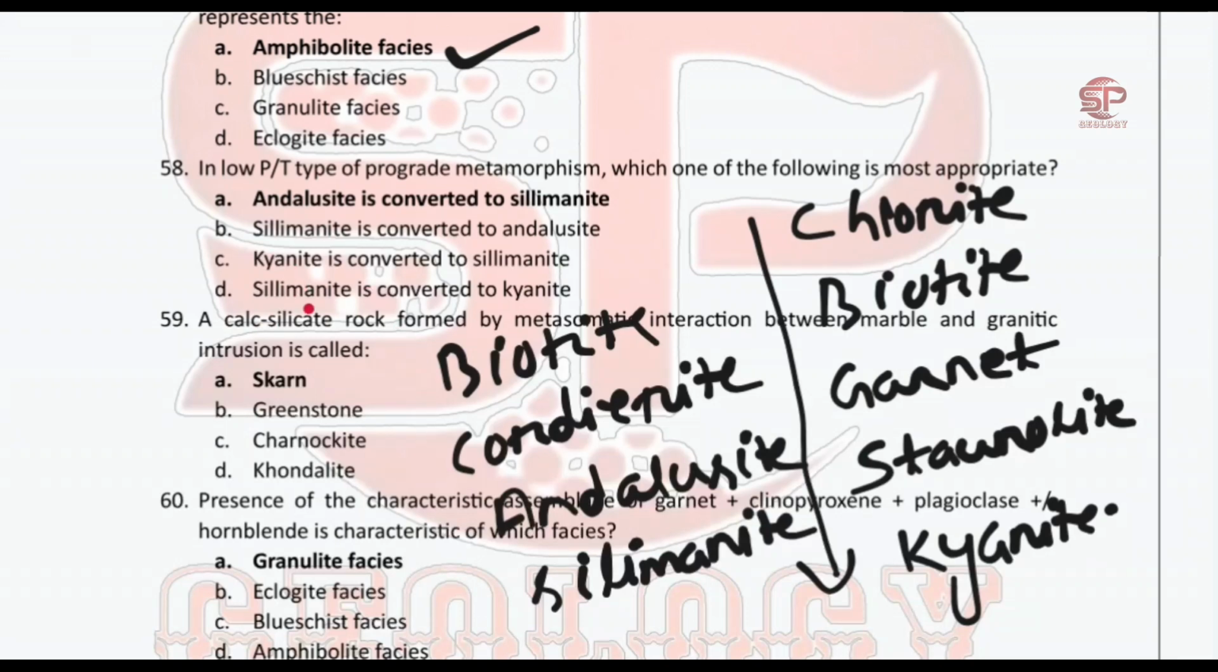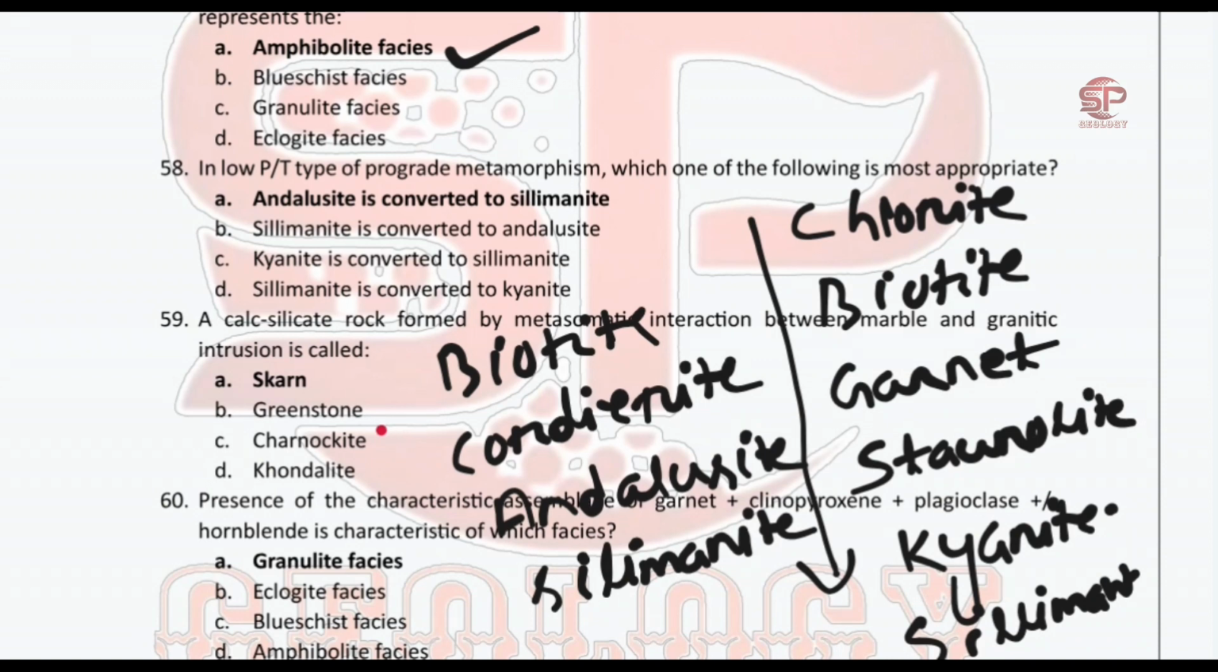First, sillimanite converted to kyanite. If sillimanite is converted to kyanite, it will be retrograde, because sillimanite is high grade and kyanite is low grade. Kyanite converted to sillimanite is prograde, but it is in medium pressure temperature condition. It is not in low pressure temperature condition.